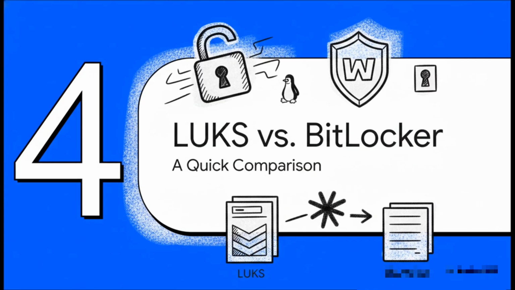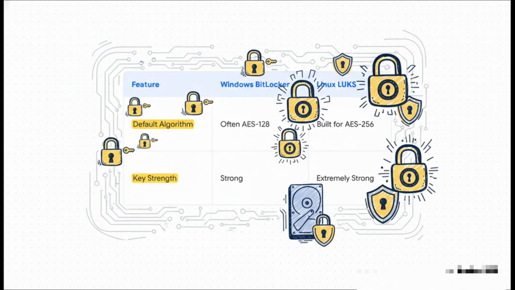Now, if you're a Windows user, you might be thinking, hey, this sounds a lot like BitLocker. And you'd be right. They're designed to do the same thing. But there's a pretty important difference in how they're set up by default. And it's why a lot of security pros really prefer LUKS. It really just comes down to the default key strength. See, BitLocker often defaults to something called AES 128. And don't get me wrong, that's strong. It's a good lock. But LUKS is built from the ground up for AES 256, which is just exponentially stronger. It's like the difference between a really good deadbolt and a full-on bank vault.